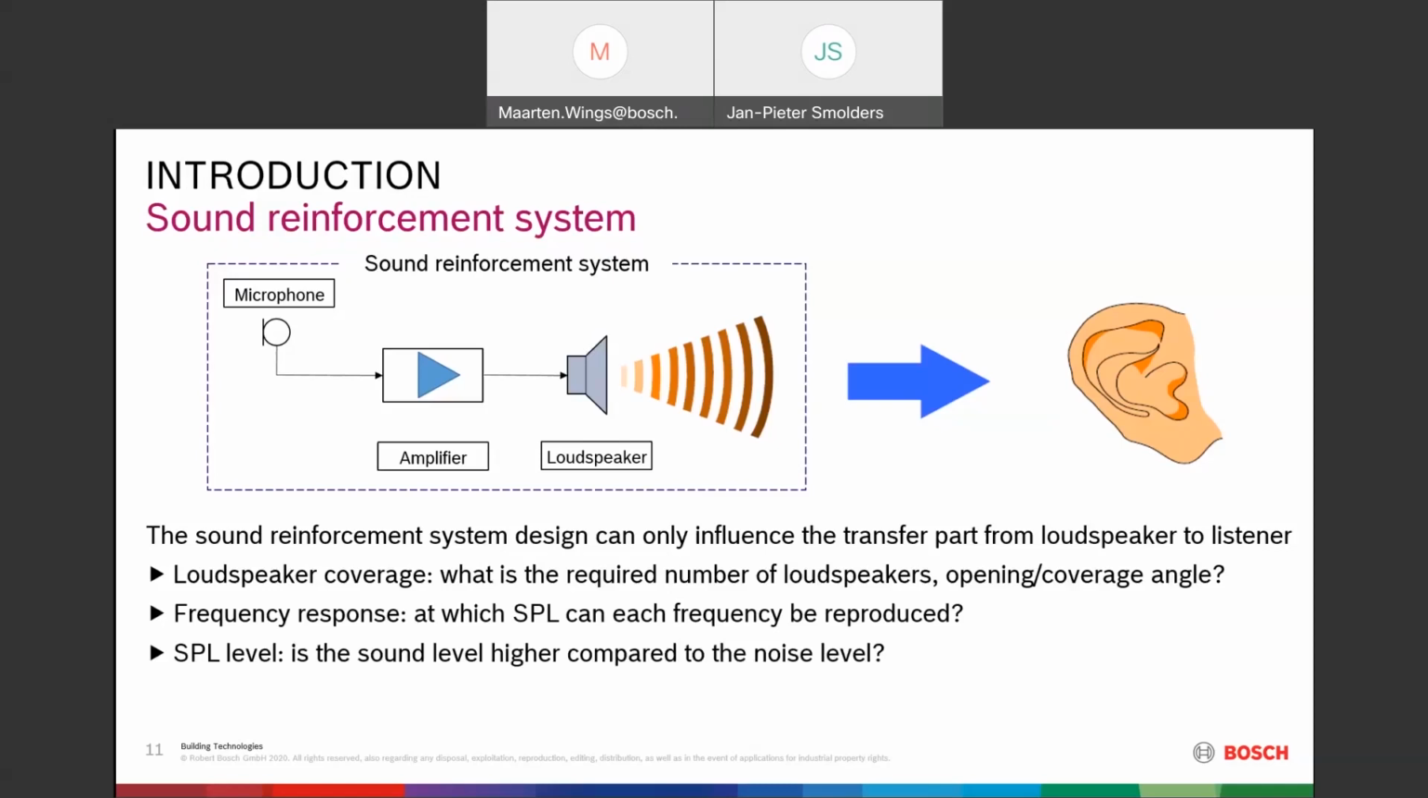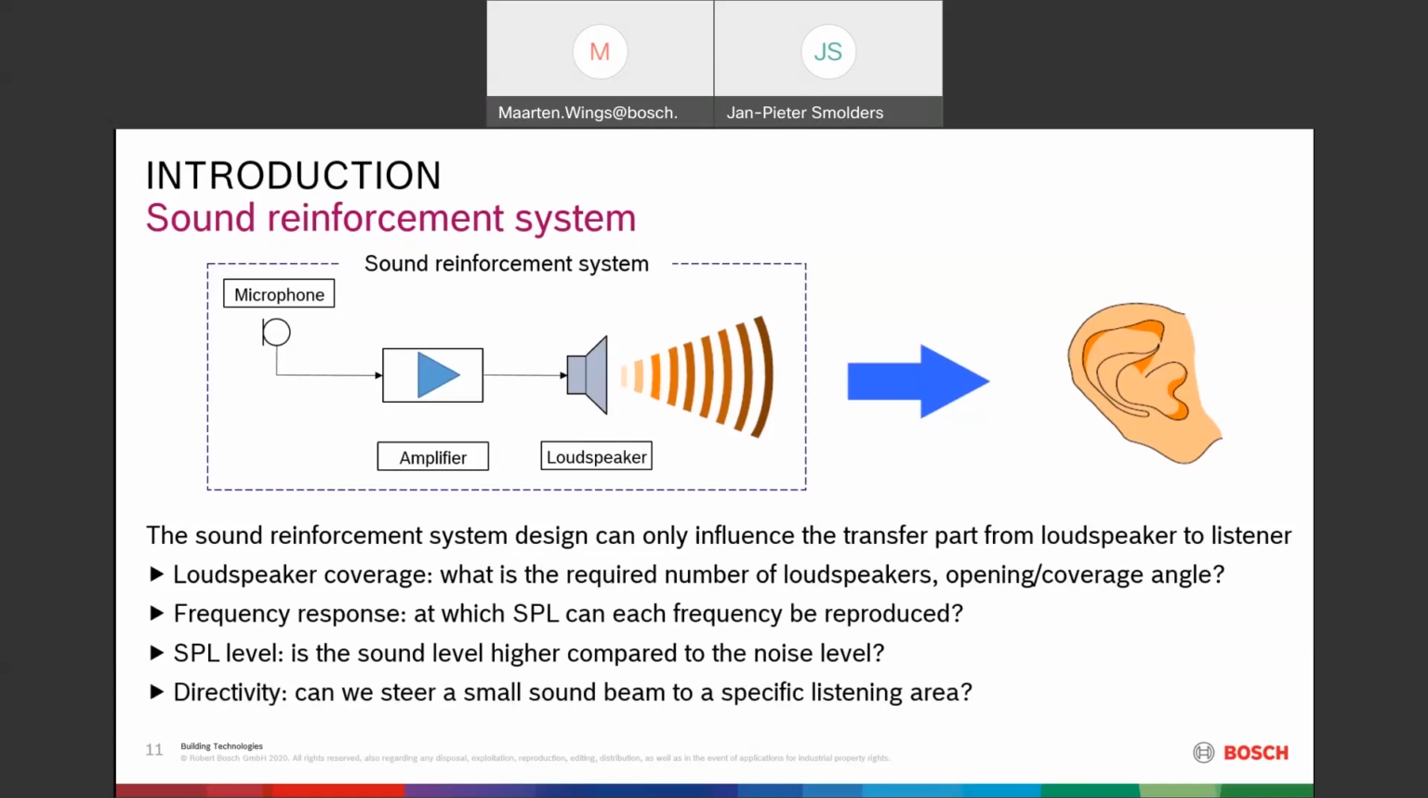And another thing, we have looked at it also, the loudspeaker has to be able to reproduce a sound level that is higher than the noise level. Otherwise, you will not be able to distinguish a spoken message from a sound system. It will be the same level as the noise. You will not hear what somebody is saying.